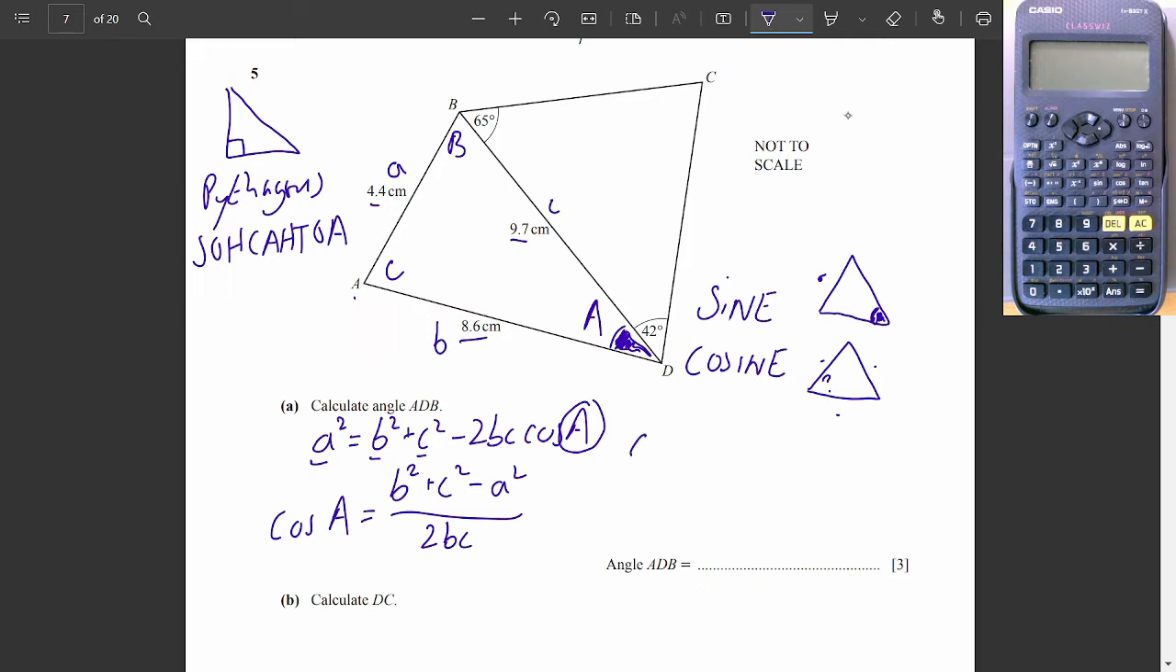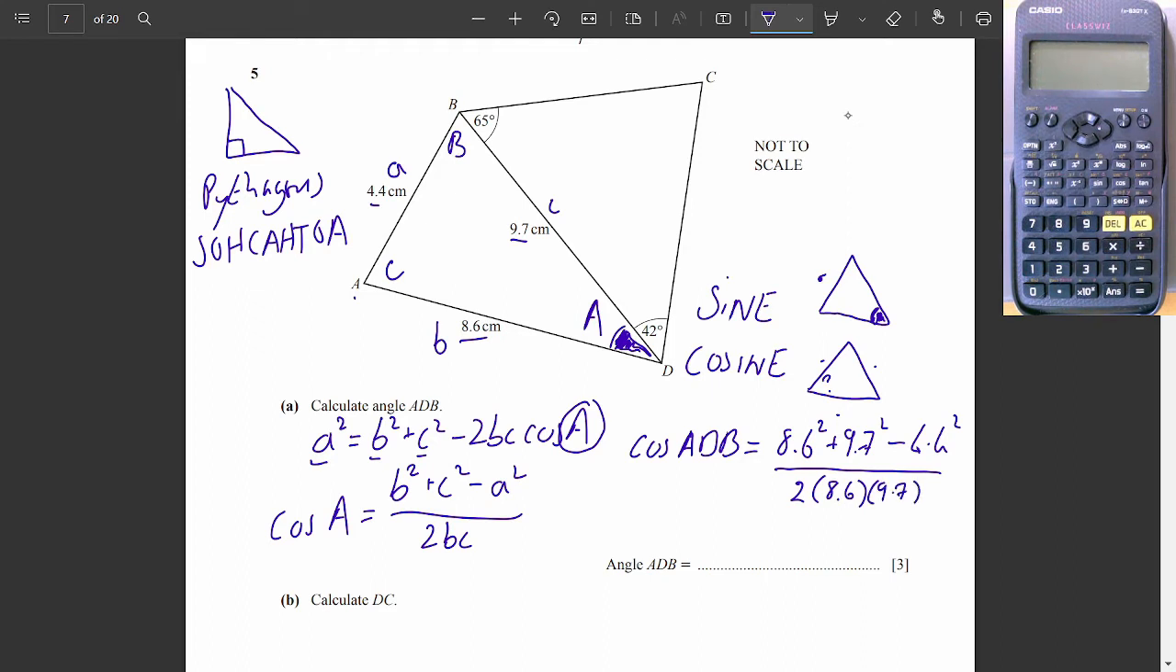So here we go. Let's substitute in the values. So cos A is what we want to know, but in our case, it's actually angle ADB, equals B squared, so that's the 8.6 squared, plus C squared, which we've got 9.7. If we swap these two around, it doesn't matter. What is important is that the lowercase a is the 4.4 squared, divided by 2, and again the b and c values in any order.